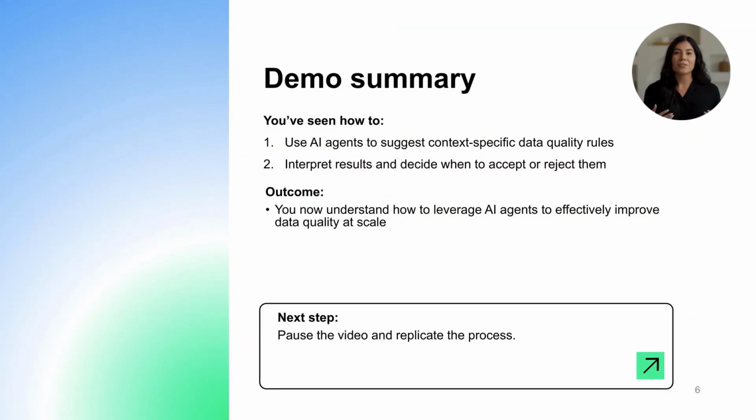Well done, don't you think? Imagine how long it would take to analyze the dataset and set up all the rules manually. Let's recap what we covered. How to use an AI agent to check a dataset and suggest potential data quality rules for it. And how to review AI agent results and act on them.